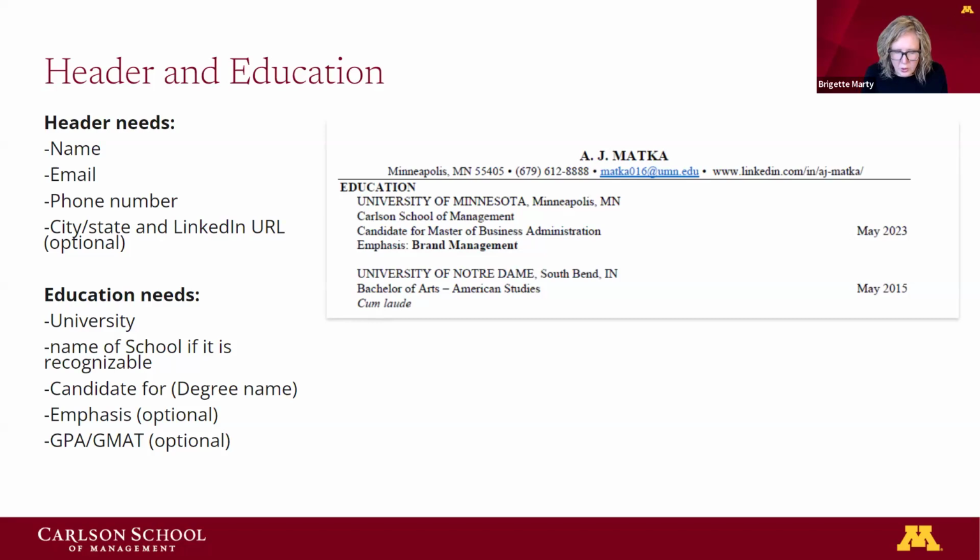Below that, you can list the name of the school. So we have Carlson School of Management because we are a nationally ranked business school. We do encourage folks to list the business school name on there. And then you'll see it says candidate for, and then the degree name. When you are in school, before you have graduated, you are a candidate for. And then off to the right, what is right aligned is the anticipated date of graduation, not the date that you're starting school, but the anticipated date of graduation.